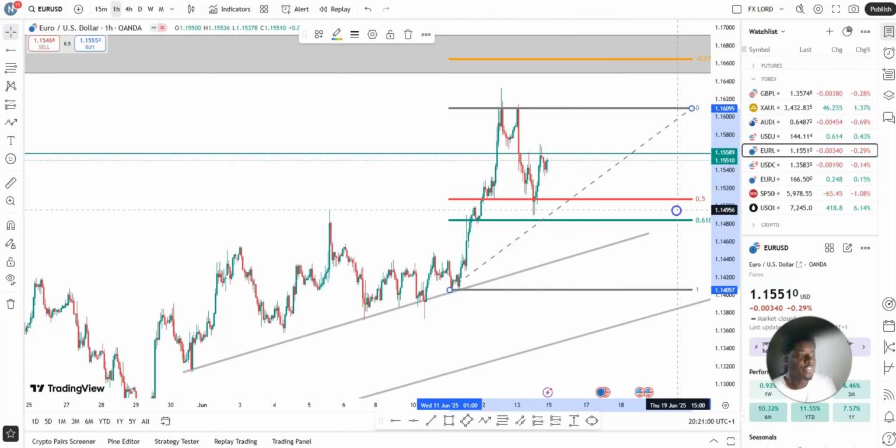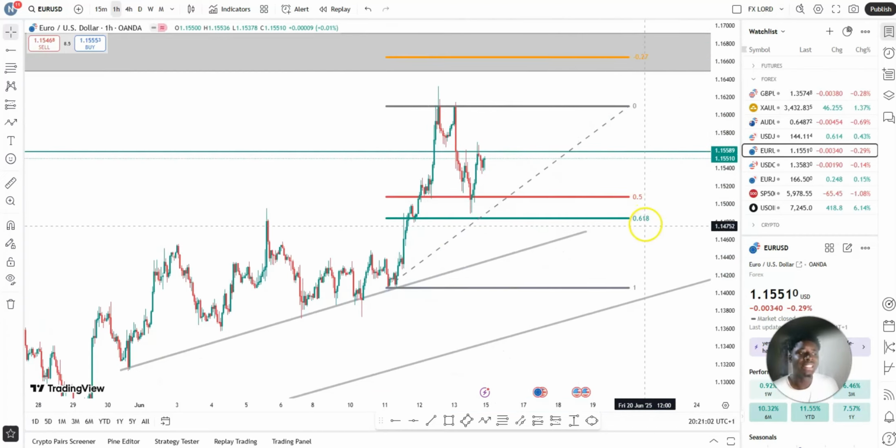Then I have the 50% level and the 0.618 level. So the 50% level is the level I'm expecting the market to come into before I get into a trade, right? Once the market taps into this level, then I'm ready for a buy, because I'm sure that the market is going to retrace from that level.